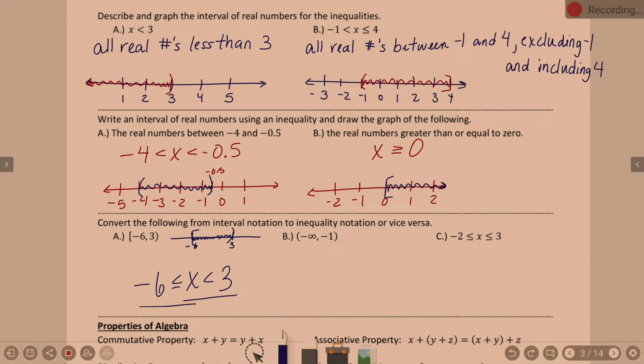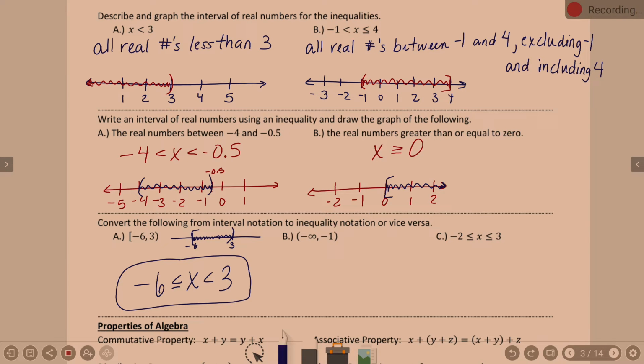Now, if we just look at this other part, -6 less than or equal to x, reverse that in your brain if you need to, and think about this as x greater than or equal to -6. Is that what's happening? It is. Okay? So, some of you that's a piece of cake, some of you it's a little harder to process through.